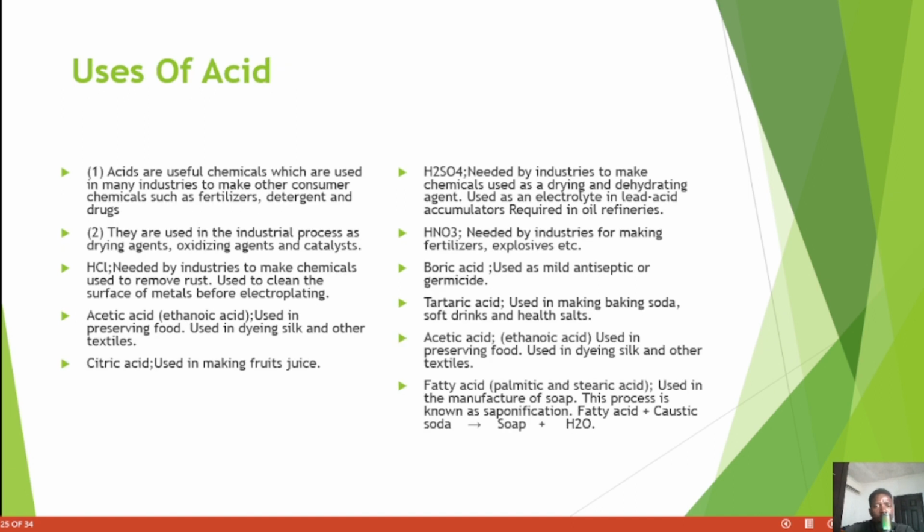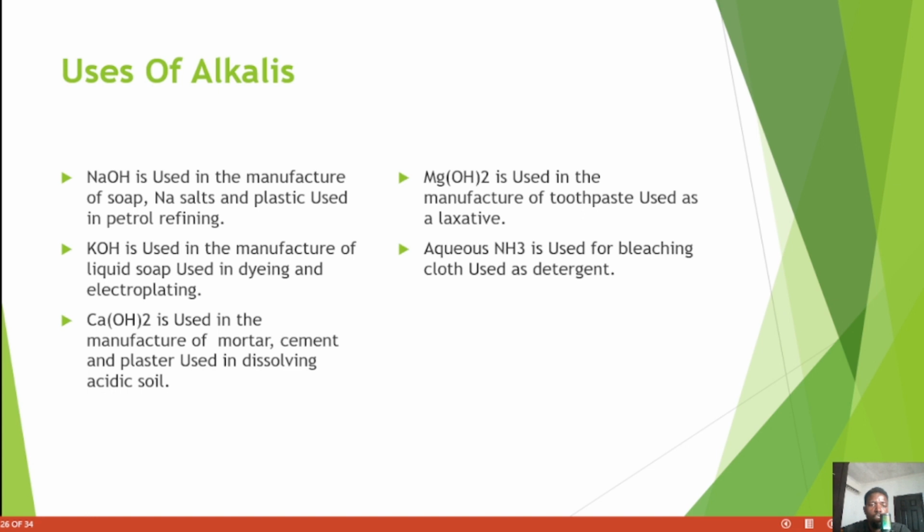With that said, let's consider the uses of alkalis. Sodium hydroxide is used in the manufacture of soap, the saponification process, and the salts of sodium produced from this sodium hydroxide are used in the plastic and petrol industries. Potassium hydroxide is used in the manufacture of liquid soap, also saponification, and is also used in the dyeing and electroplating of substances. Calcium hydroxide is used in the manufacture of mortar, cement, plaster of Paris, and also used in dissolving acidic soil. So calcium hydroxide is used to reduce acidity of the soil.